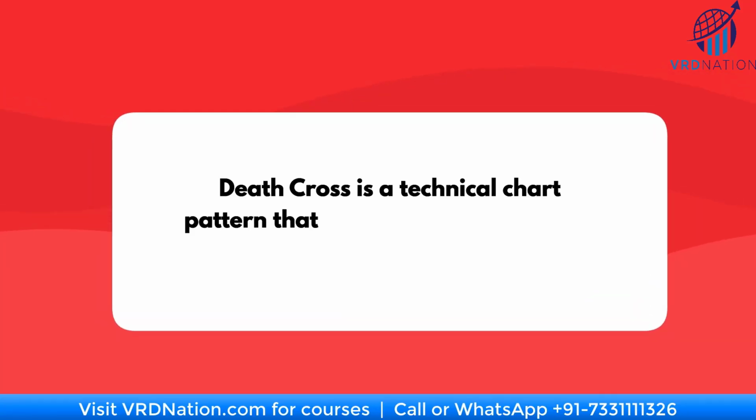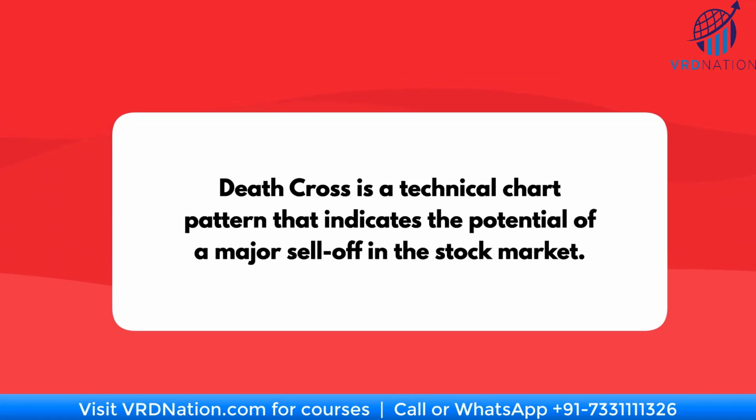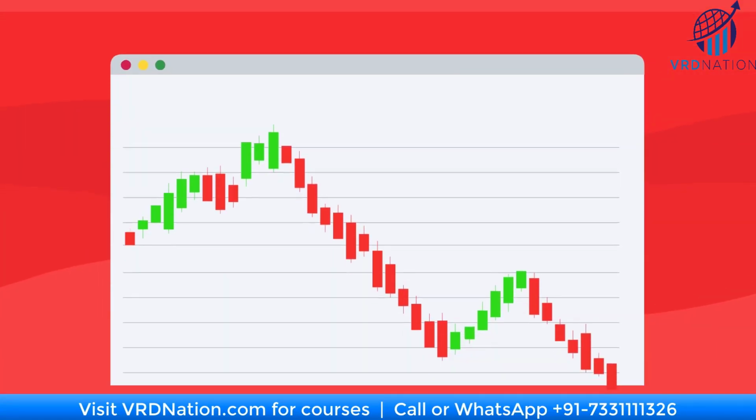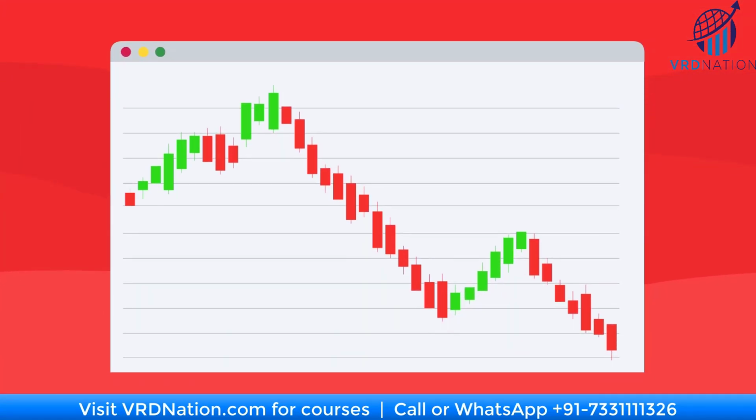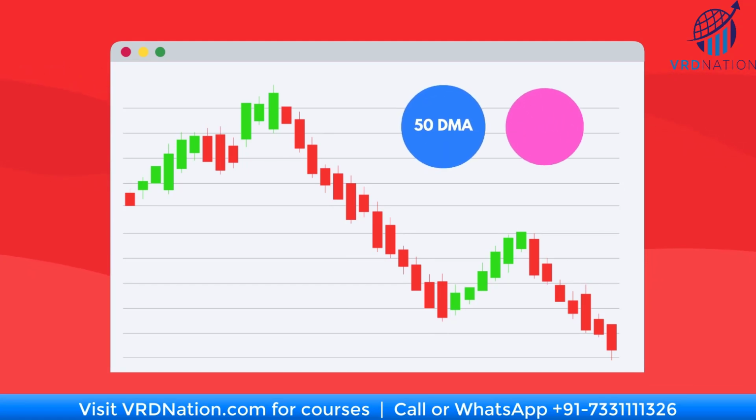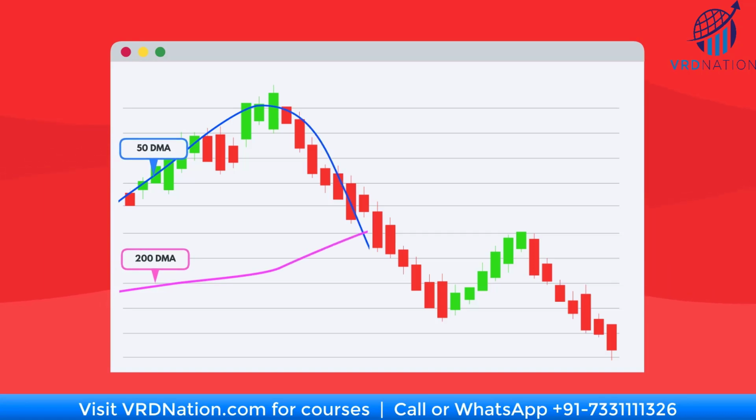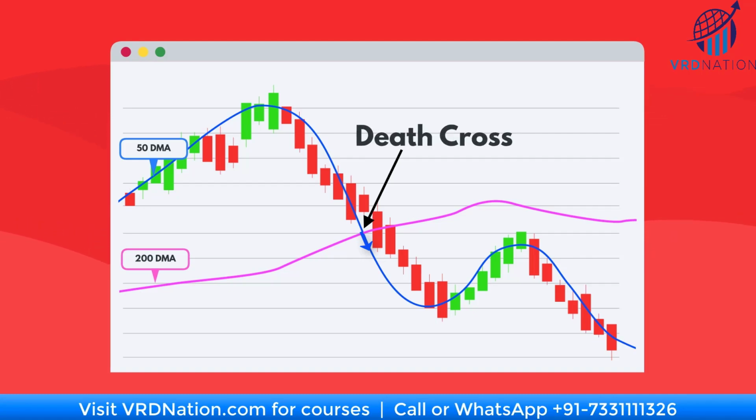Death cross is a technical chart pattern that indicates the potential of a major sell-off in the stock market. It can be easily spotted on the chart of any stock or index with the help of two moving averages, 50-day moving average and the 200-day moving average. So, when the 50-day moving average crosses below the 200-day moving average, we call this pattern the death cross.